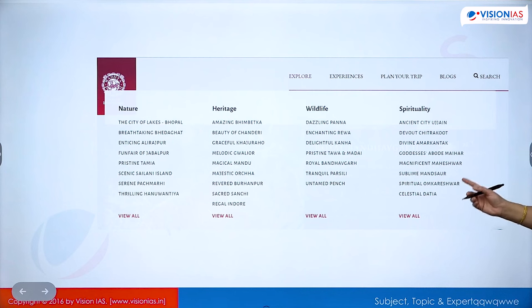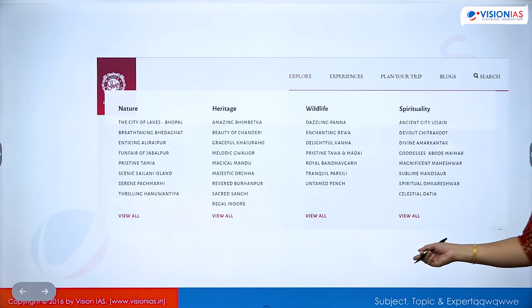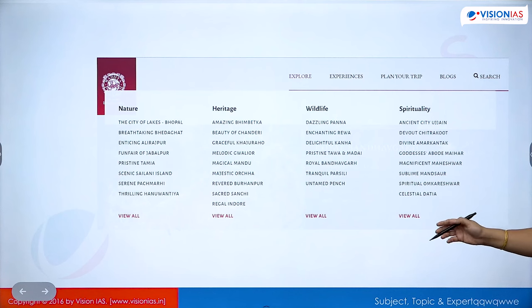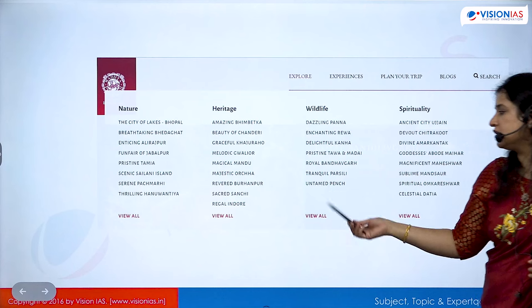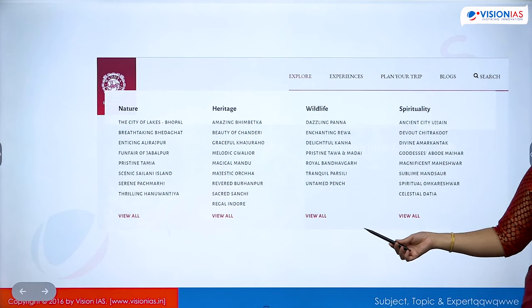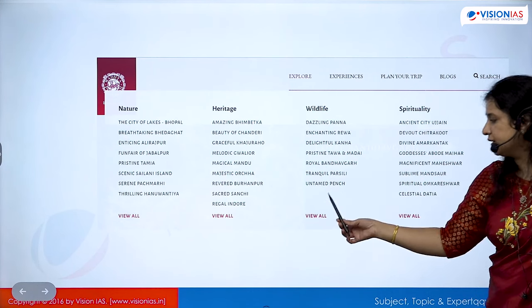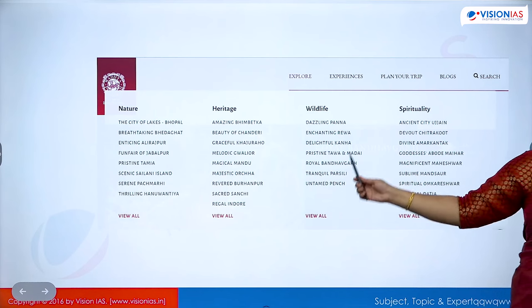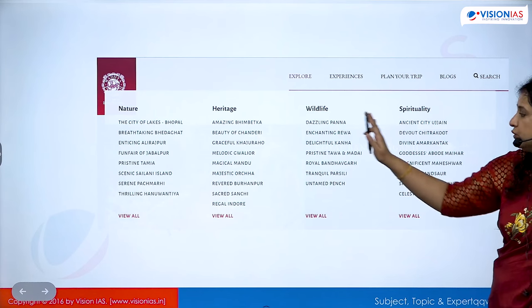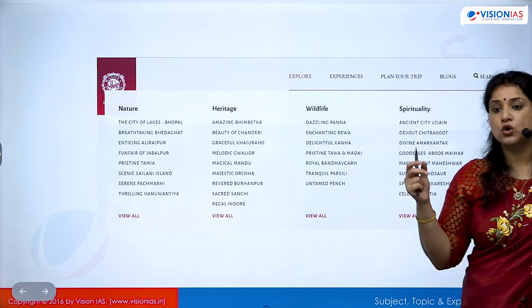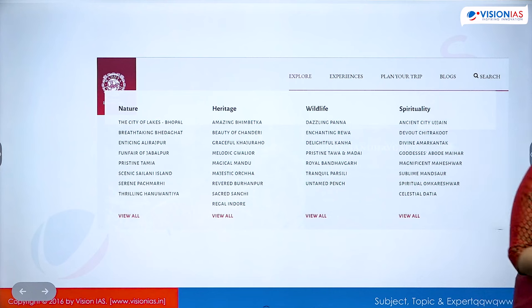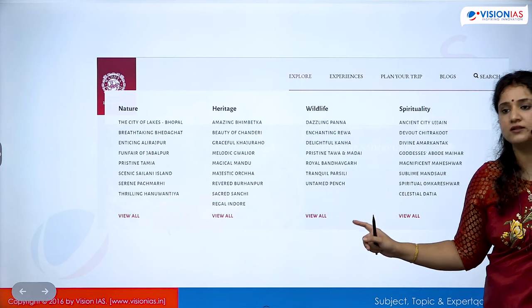So, for example, this is the tourism website of Madhya Pradesh. Look, dazzling Panna, enchanting Rewa, delightful Kanha. Of course, that is a bit too many adjectives. But all the names of the important wildlife sanctuaries or national parks will be mentioned here. If you click on each of those, you will see the proper features. So, let's say, what are the special species available here which are not somewhere else.